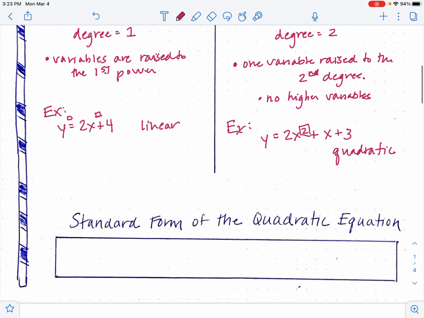It's very important to know the standard form of the quadratic equation. Again, y equals ax squared plus bx plus c. The a, the b, and the c are the coefficients.